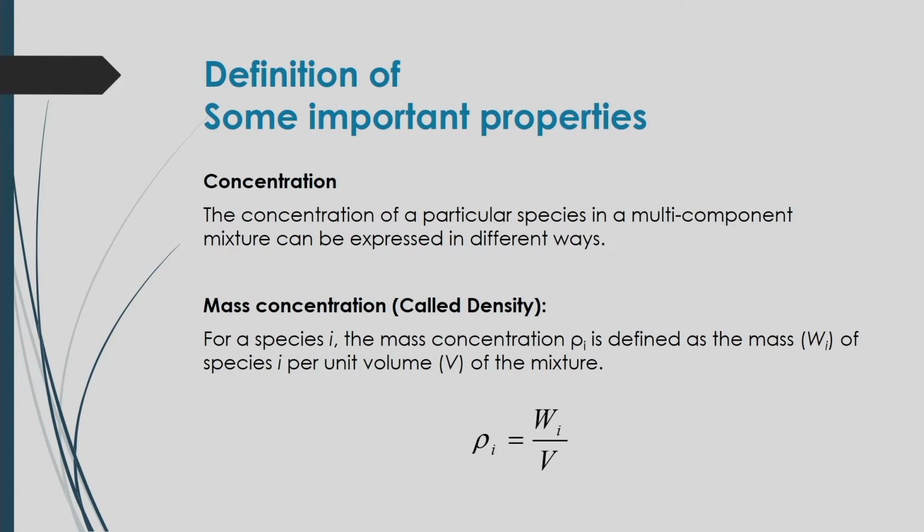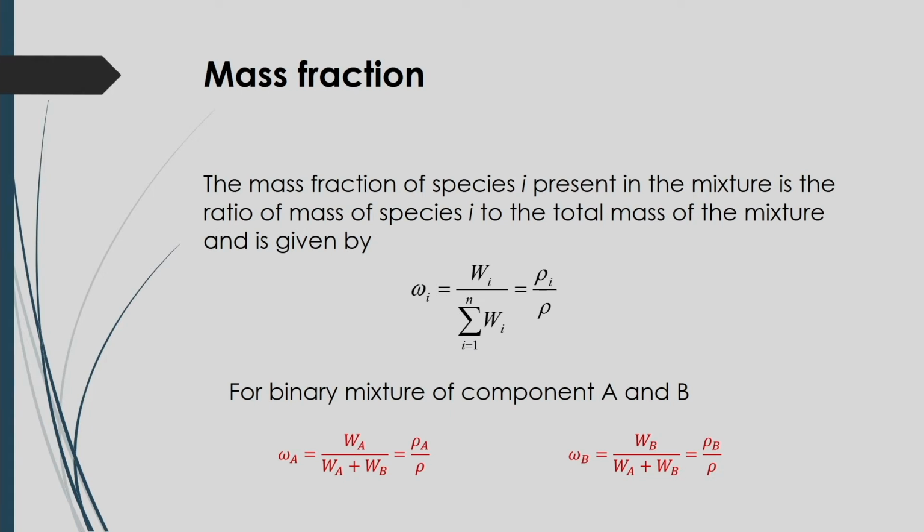Here in the slides it is given how this mass concentration, that is density, can be expressed mathematically. Here rho i is for density, W i is the mass of the species, and V is the volume. If it is in a mixture, then the total volume of the mixture has to be represented. Similarly, you can have the mass fraction.